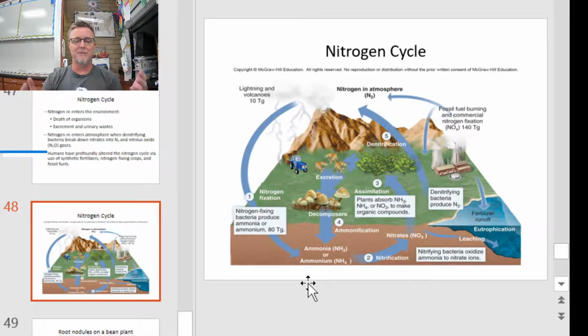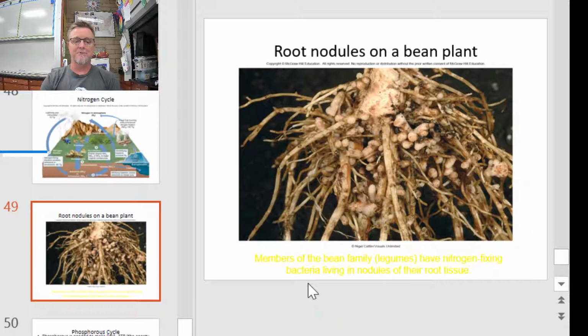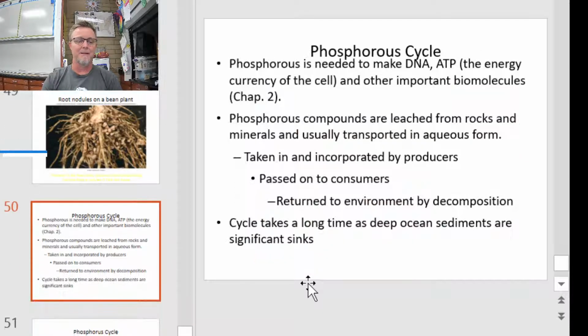This is an example of what the nitrogen cycle looks like. Hopefully you'll have a chance to play our nitrogen cycle game and kind of map out how the nitrogen cycle works at that level. Alright, this is a picture of those root nodules that exist in that symbiotic relationship with plants. And without them, plants wouldn't be able to absorb or do anything with the nitrogen that's in the air around them. Last cycle that I'm going to share with you is the phosphorus cycle.